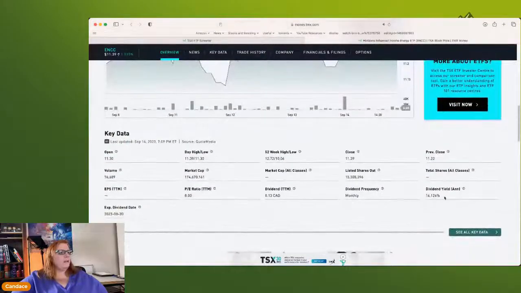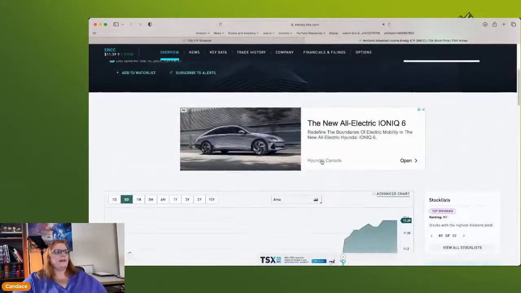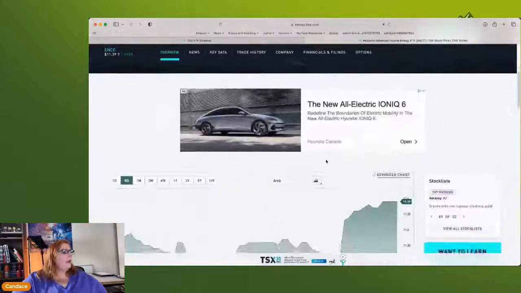So, okay, 14.121%. That's not bad. Monthly, like that's what we wanted. 13 cents Canadian every month. PE ratio of 8. We don't have an EPS on that. Sometimes you won't with ETFs because it's kind of funky the way the data works.